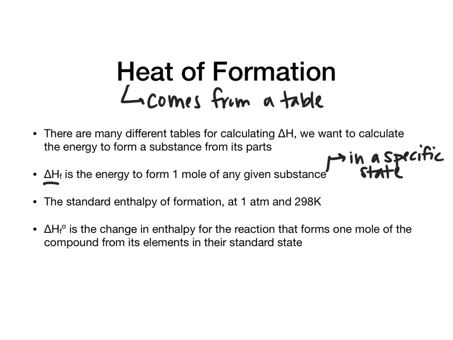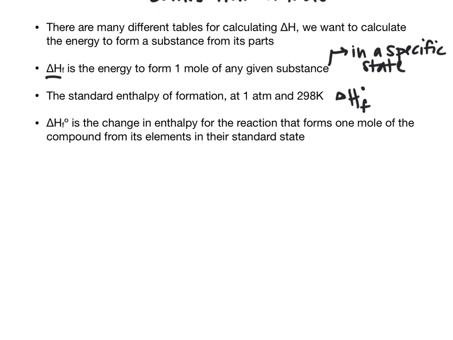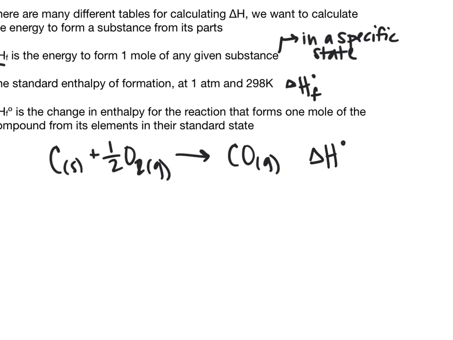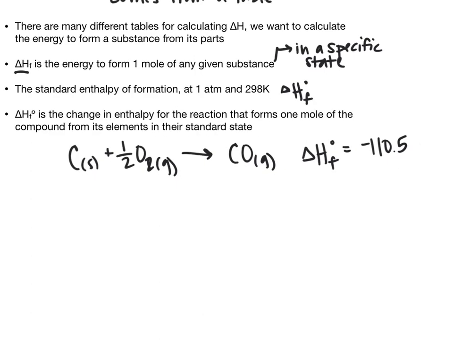So the standard enthalpy of formation, which is delta H naught F, is the standard enthalpy at 1 atmosphere and 298 Kelvin. So this is the change in enthalpy for the reaction that forms 1 mole of the compound from its elements. So if we have carbon solid plus half a mole of oxygen, O2 gas, to create carbon monoxide gas, in this case, we can calculate or read from a table that delta H naught F is negative 110.5 kilojoules.